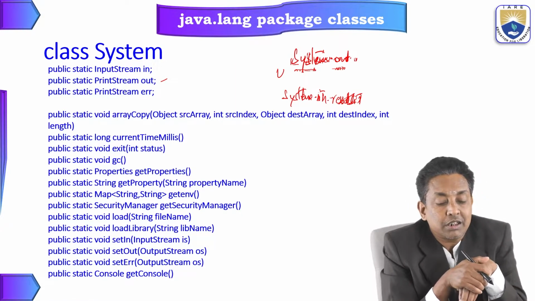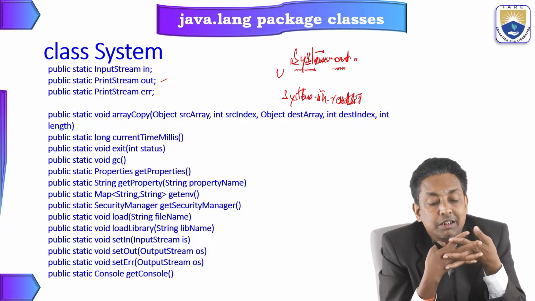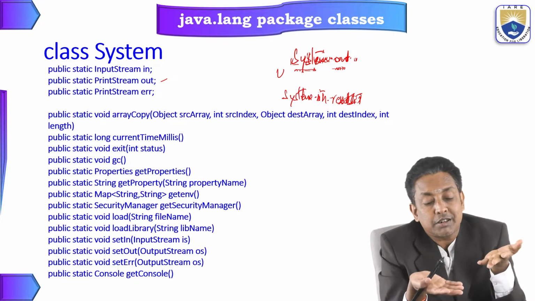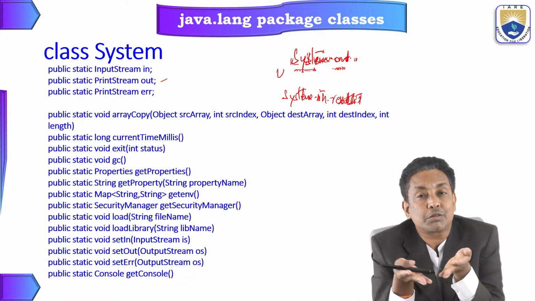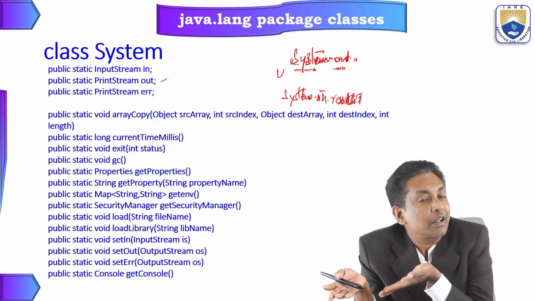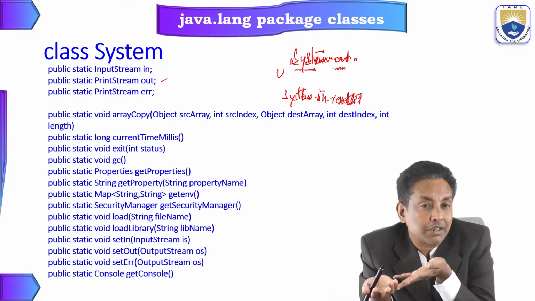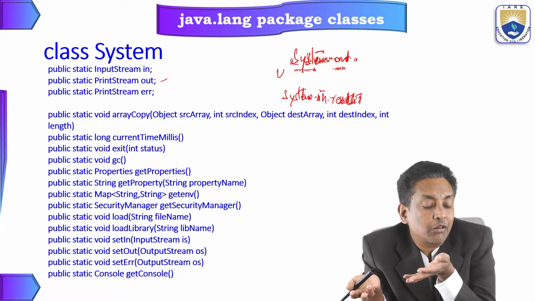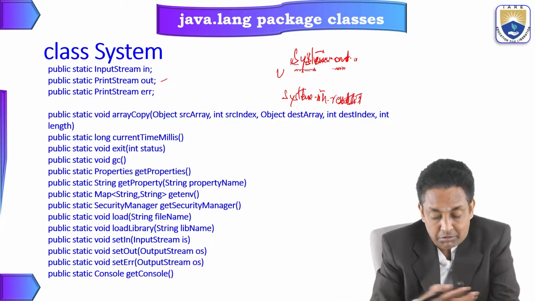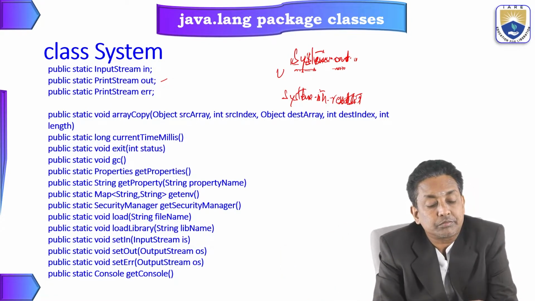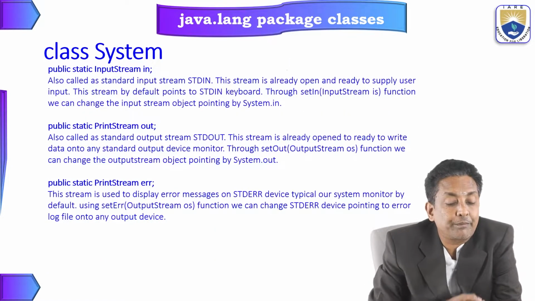And the third one is System.err. So System.err is also a PrintStream. By default, System.out points to standard output, the monitor. System.err also by default points to the standard error stream, that means the monitor. System.in by default points to standard input, that means the keyboard, to read the data from. Out and err will write the output on the console, on the monitor. So that is about the three variables that I have discussed here.